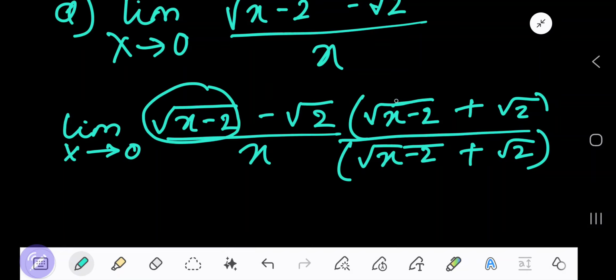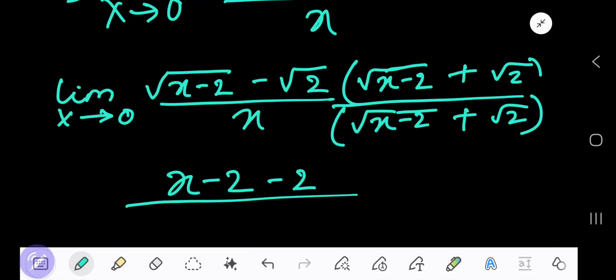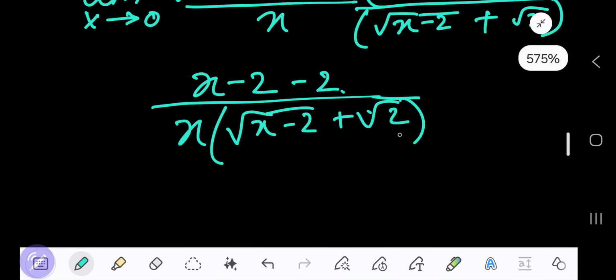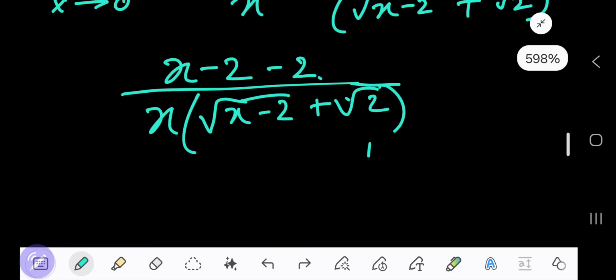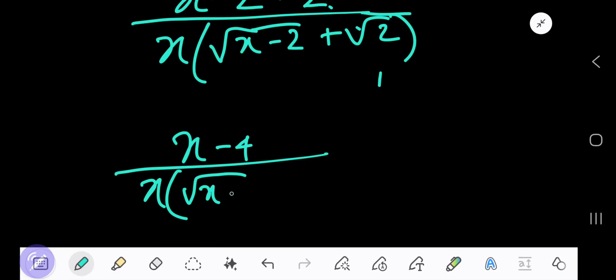Alright, so if we consider this a and this b, we could use the a plus b identity again. So root x minus 2 whole square is just x minus 2, and root 2 squared is just 2, and obviously minus 2, so divided by this whole thing, x bracket root x minus 2 plus root 2. Now we can do 2 minus 2 obviously. Oh wait, this would be plus. Oh no, this would be minus. Now what are we gonna do? So minus 2 is minus 4, so this equals x minus 4 divided by x times root x minus 2 plus root 2. What do you think we would do now?